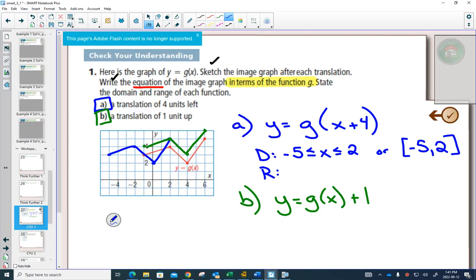Same thing when trying to write your range. Now we're looking at y values, which is up and down. Does it have a smallest y value? Yes, 2. Biggest y value? 5. So I could write it like this, or I could write it like this.